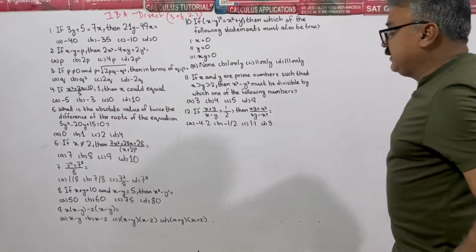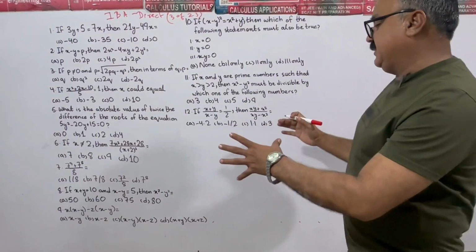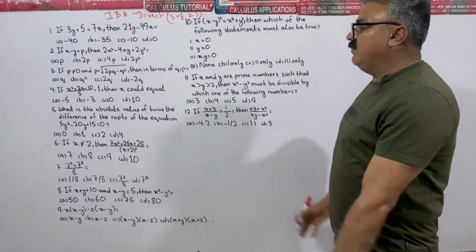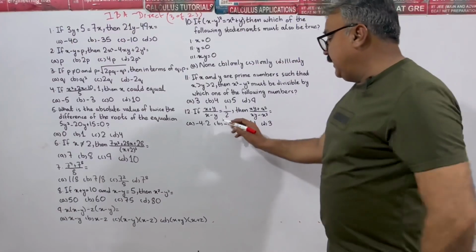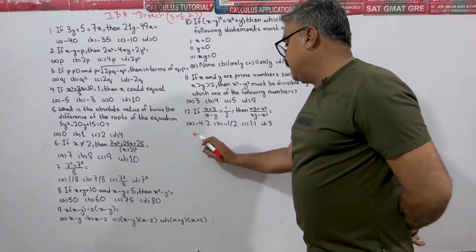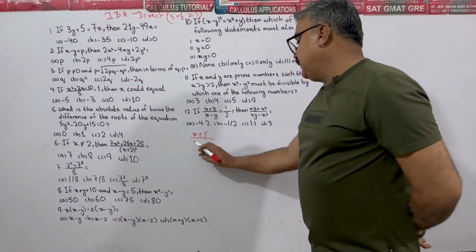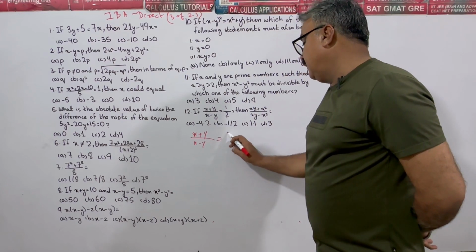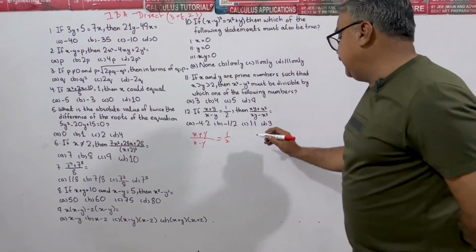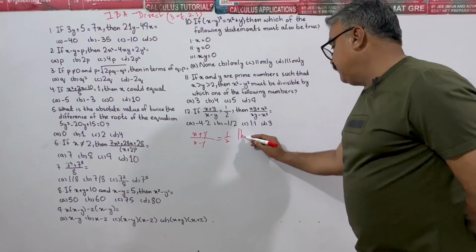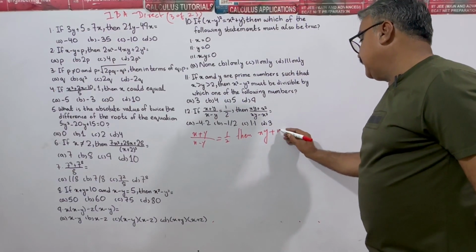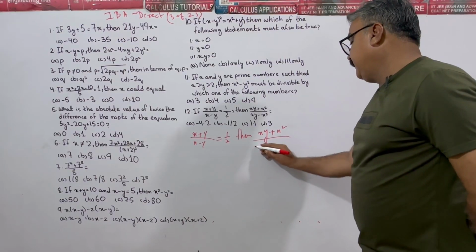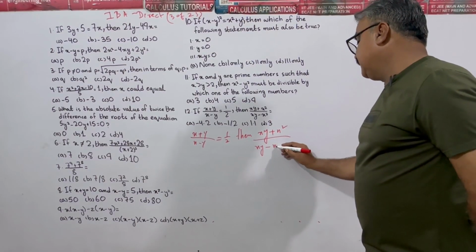Okay. Question number 2, another elegant question. Solve without solving. It is given to us that x plus y divided by x minus y is equal to 1 over 2. Then we have to find the value of xy plus x square over xy minus x square.